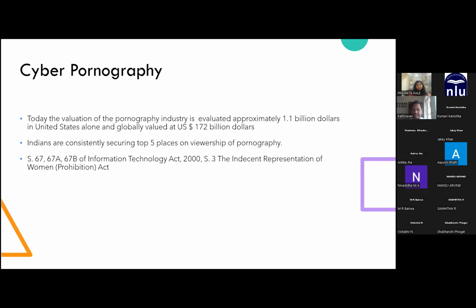Talking about current statistics on cyber pornography, the pornography industry is valued at nearly $1.1 billion in the United States alone, and globally it was valued around $172 billion. When we look at pornography, nearly 97% of it contains women as a target group of aggression, and men were the aggressors in 76% of the same. This pornography is just imparting the patriarchal structure of society, which exists in the real world, and it directly carries into the offline world, not only the cyberspace.